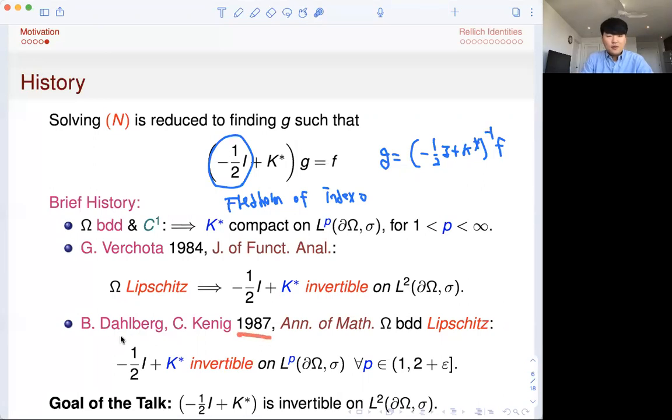In 1987, Dahlberg and Kenig proved that if omega is bounded and Lipschitz, then minus one half I plus K star is invertible on LP on the boundary for P between 1 and 2 plus epsilon, where epsilon depends on the Lipschitz constant of omega. And the range of P here is optimal in the sense that if P is strictly bigger than 2, then we can construct a Lipschitz domain for which the invertibility fails. Our goal for today's talk is to prove that minus one half I plus K star is invertible on L2 on the boundary, which is based on Verchota's result.